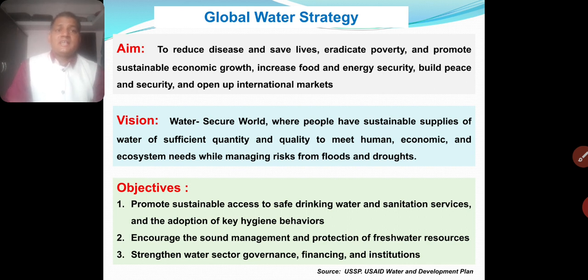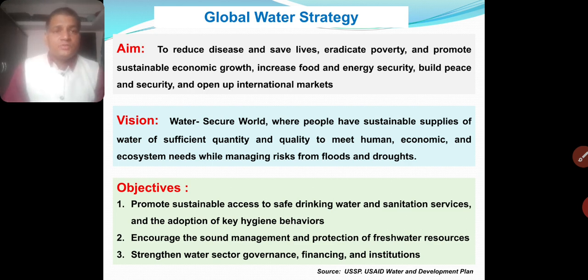To reduce the diseases and save lives, eradicate poverty. You have to remove the poverty. You have to reduce the diseases, save the lives, and promote sustainable economic growth. Whatever the growth is, that should be sustainable economic growth. On that particular point, you have to focus. Also, you have to increase food and energy security, build peace and security, and open up the international market so that you will become a great country, a rich country.